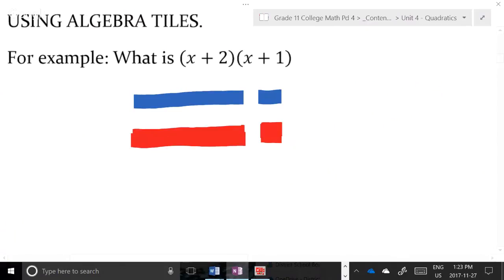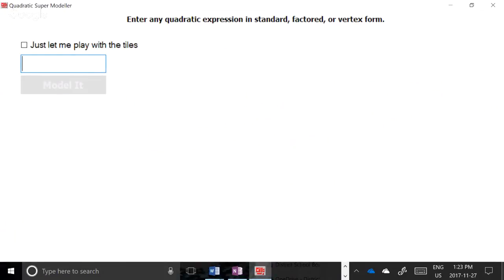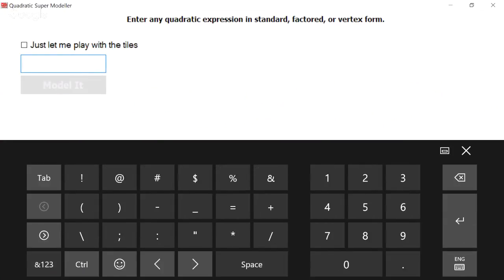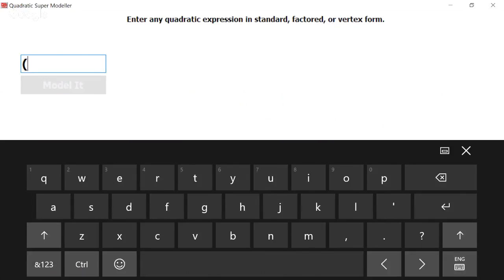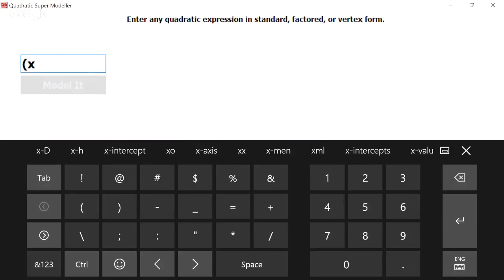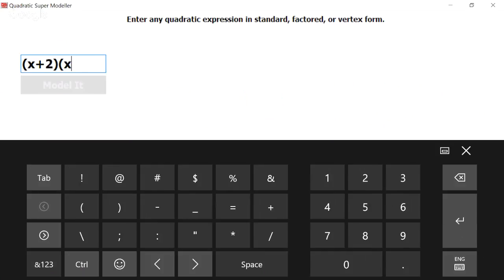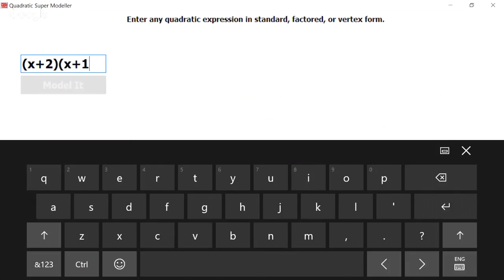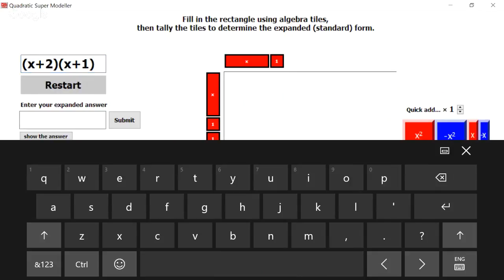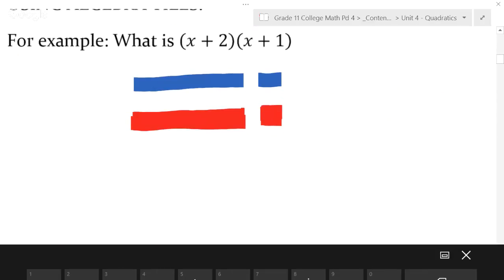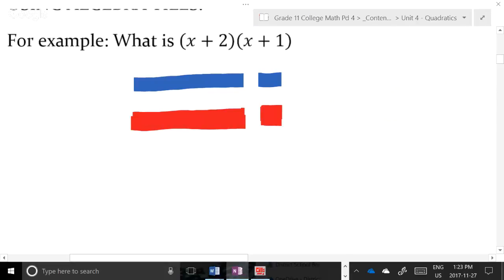So, in fact, you're going to see me. This will look familiar to you, probably. Well, so what is the question I gave you here? X plus 2 times x plus 1? Yeah. Okay. So I want to talk about how we use the algebra tiles to model things.